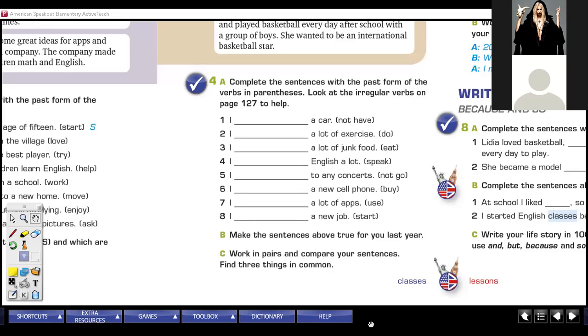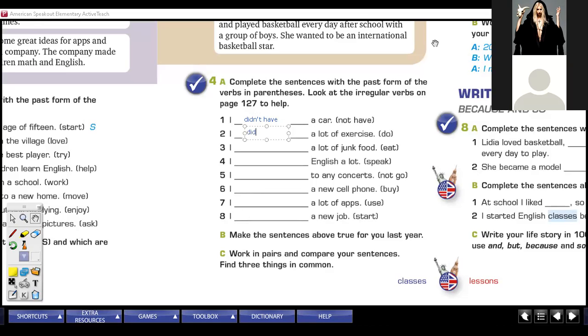Okay, regresamos. And let's answer this real quick all together. So number one, if it is negative and the verb is have. Recuerden que aunque sea negativa no tengo que cambiar el verbo. Entonces, ¿cómo quedaría number one? Didn't have. Didn't have, very good. Didn't have a car. Number two, what is the past tense of do?